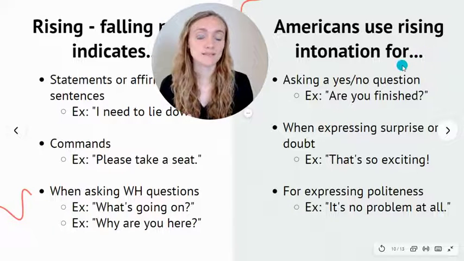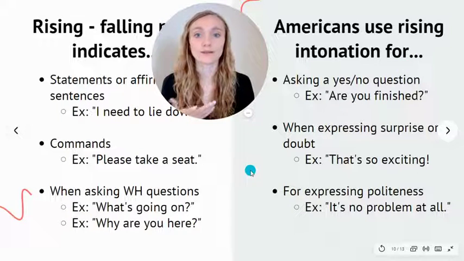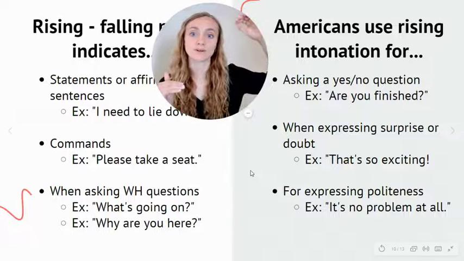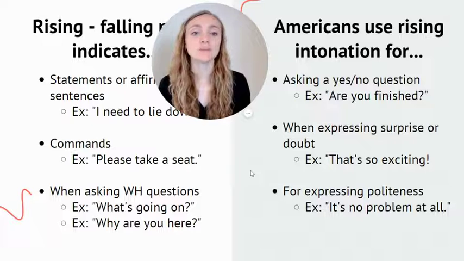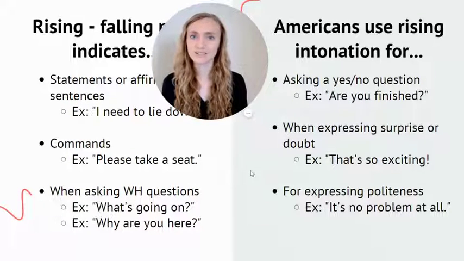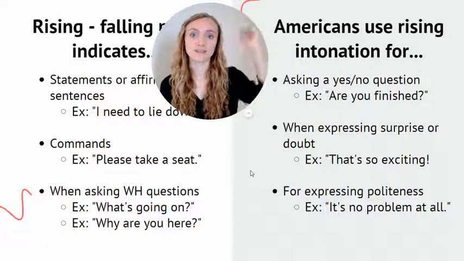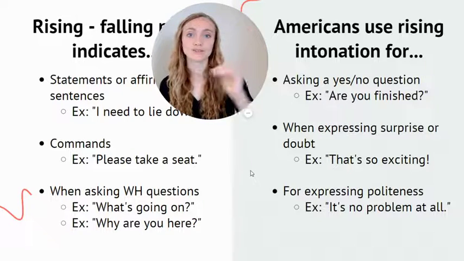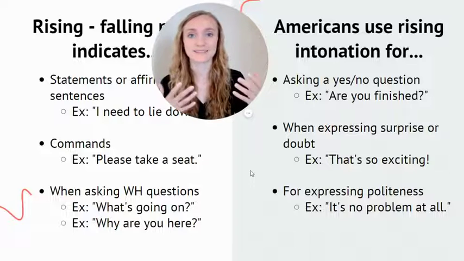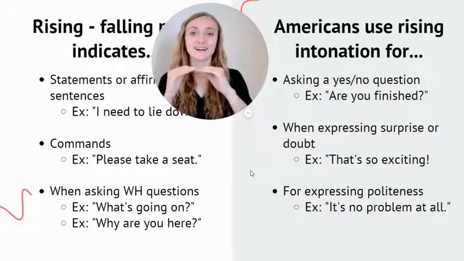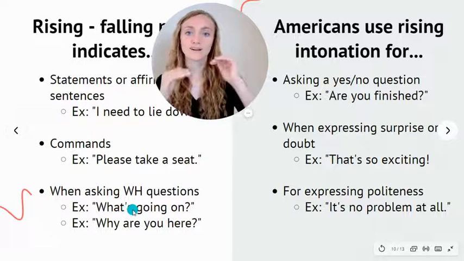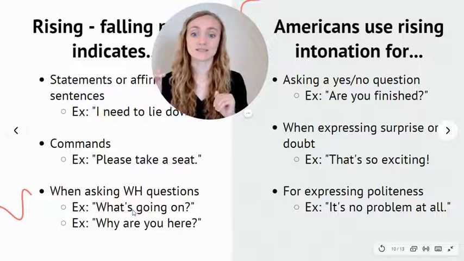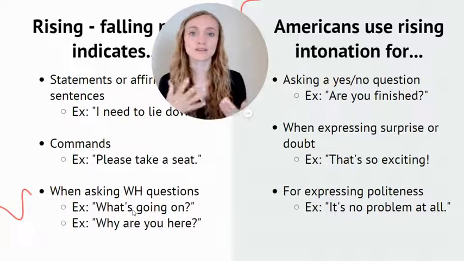And then Americans, we use rising intonation for other things. So this is where we just go up, okay? So we start at a lower pitch and then we go up. So this could be like when we're asking a yes or no question. So if I ask you, are you finished? Are you finished? So if we compare, are you finished? Or I didn't ask it like a question there. So are you finished? Versus what's going on? So we're using it in a different way.